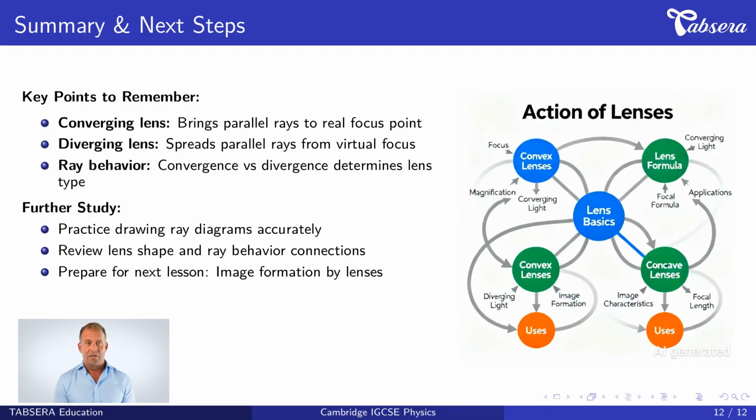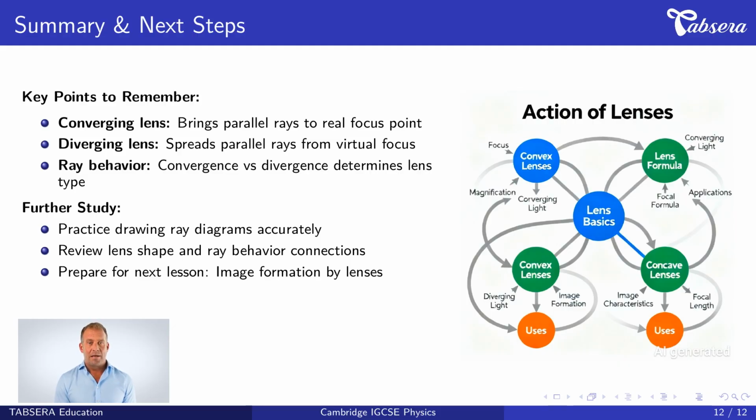Second, diverging lenses spread parallel rays apart as if coming from a virtual focus. The lens is thinner at the center, causing rays to bend outward, and the focus point is virtual because rays don't actually meet there. Third, ray behavior determines lens type. If parallel rays converge after the lens, it's converging. If they diverge, it's diverging. This fundamental difference drives all lens applications.